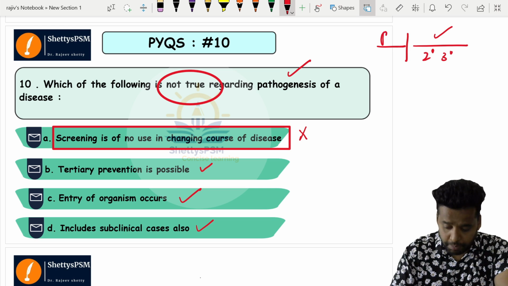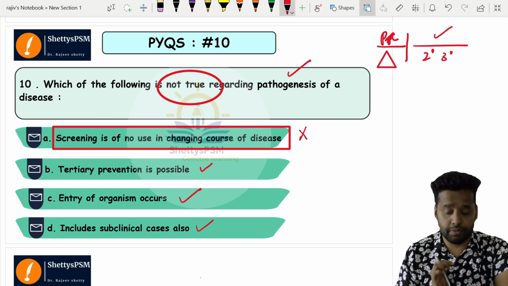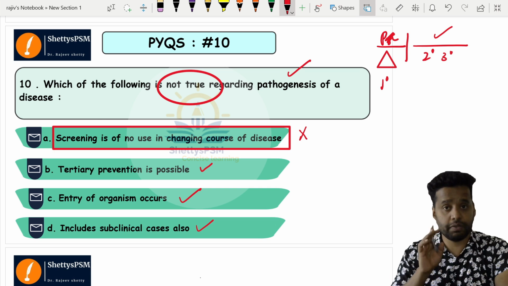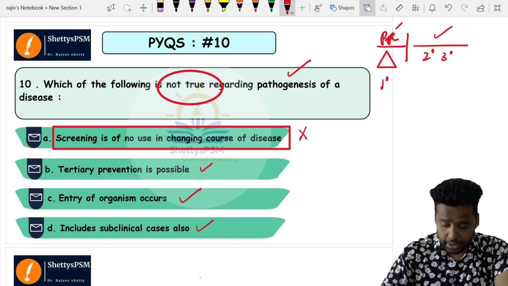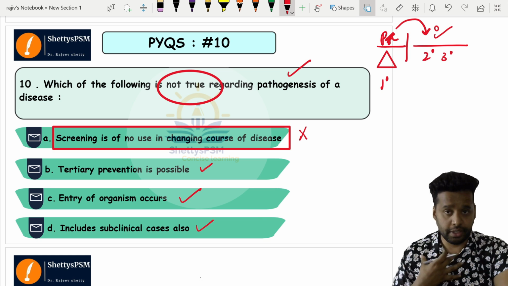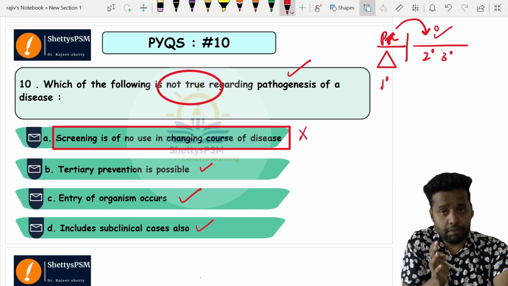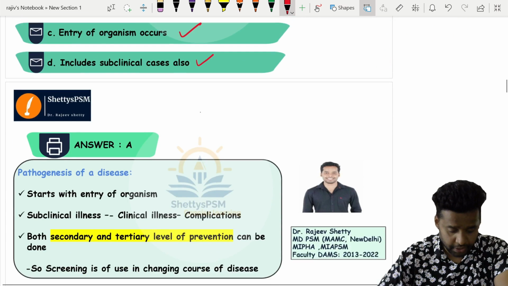In pre-pathogenesis, there is the epidemiological triad, the interaction of agent, host, environment. Here we do the primary level of prevention. Risk factor is present. If I don't take a vaccine, for example, the agent will penetrate. When the agent penetrates me, there is change. That is called pathogenesis. Either you can do the secondary level, or the tertiary level if it is after complication.